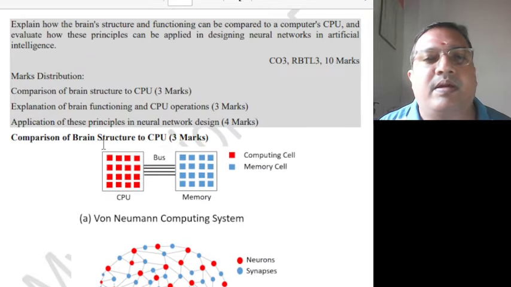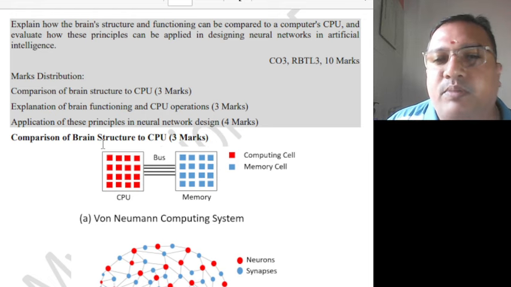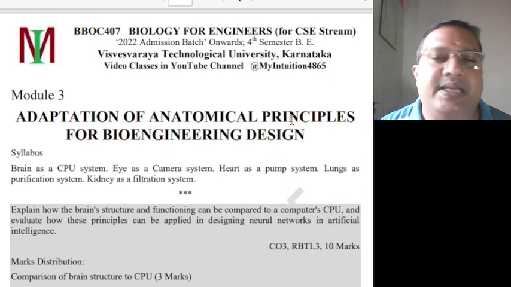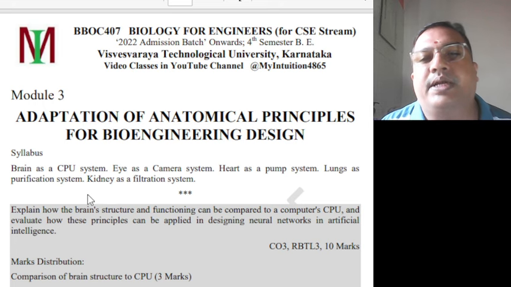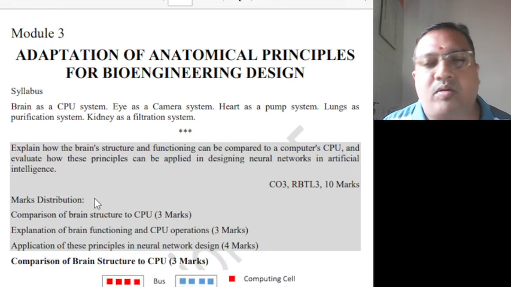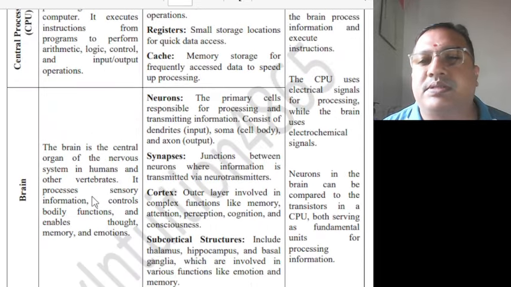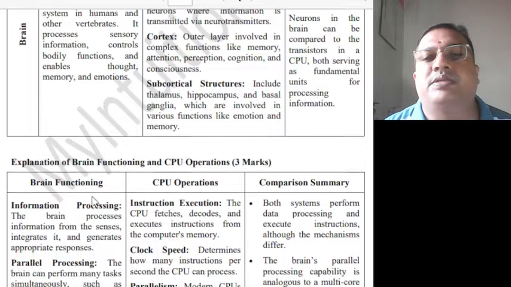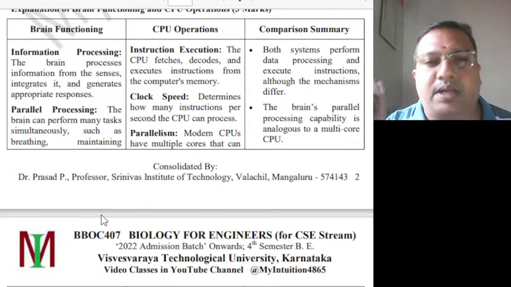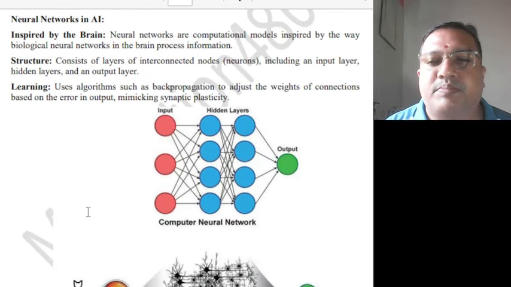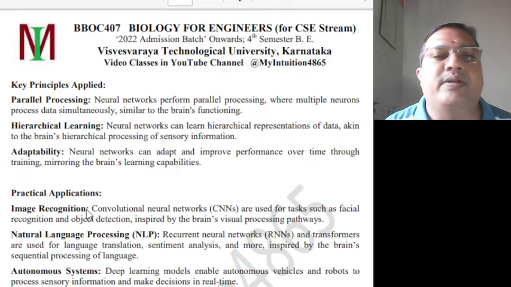The structure of the brain and how it functions, all that biology part, was covered in module 1 and module 2. Module 3 is about the adaptation of analytic principles for bioengineering design. So, matching that theme and the course outcome given, for computer science students this is very easy to understand, analyze, and connect the points because they are studying it in depth. Here only its introduction is given.